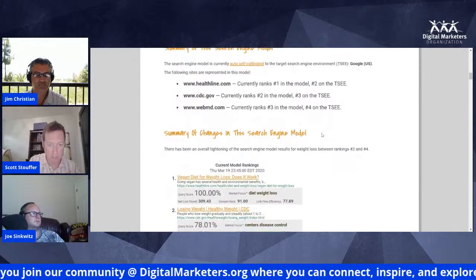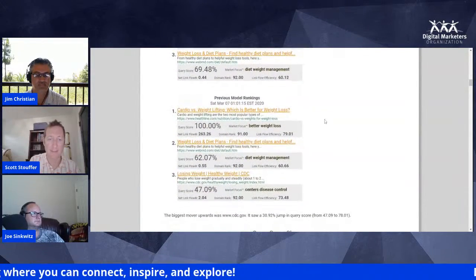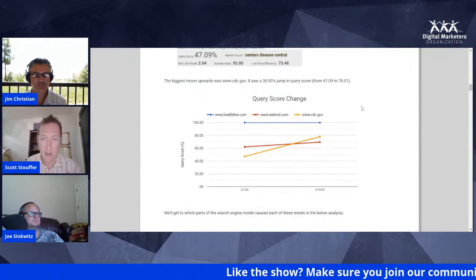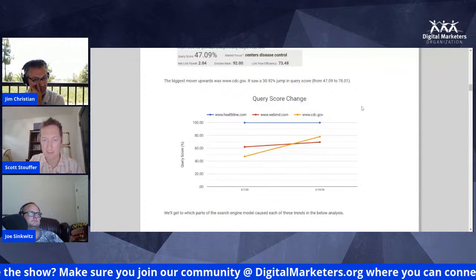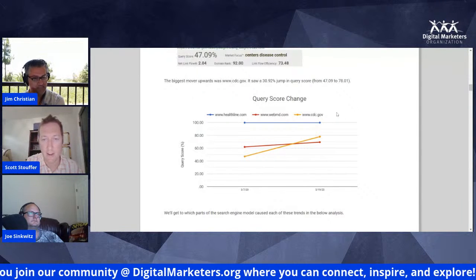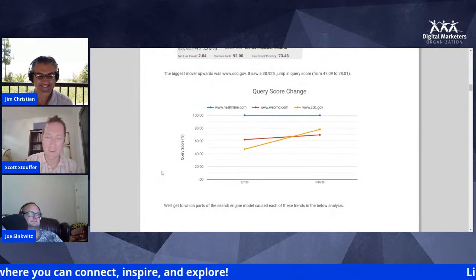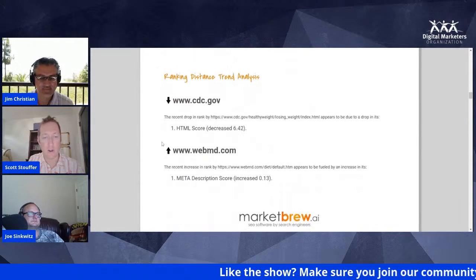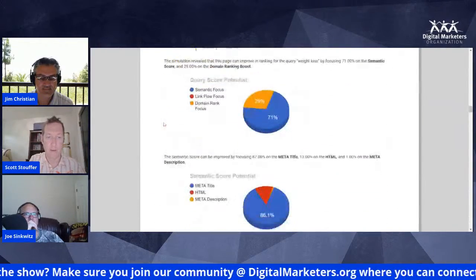So there are three sites in this specific model. You can see the current model rankings versus the previous model rankings, and then you can start to see things like CDC.gov has increased its rankings from March 7th to March 19th. This was run on the 19th, so you can start to wonder why. Yeah, just total coincidence there. But you can see that all the way down into individual parts of the model.